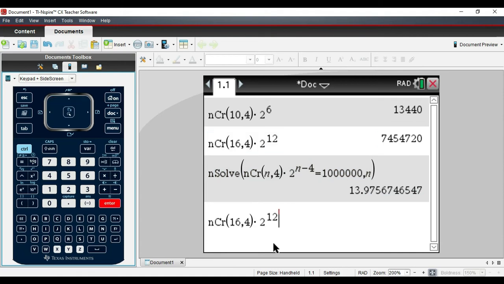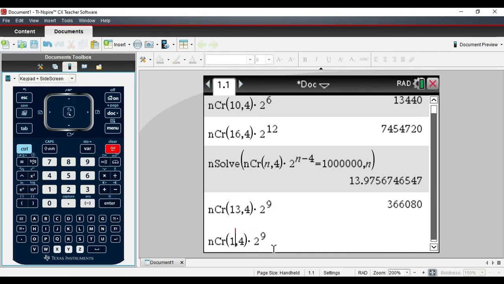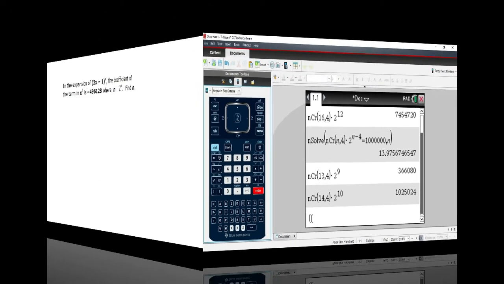So just go back up and grab this one again and say, how about just to show you that if we go 13 as our final answer, it's not going to be over 1,000,000. So 13 choose 4, and our power would be 13 minus 4, which of course is 9, and this should be less than 1,000,000, and it is considerably. But if I bump that up to 14 as my n value, and of course that will be 14 minus 4 on my 2's power, which is 10, and that's the first n value that's going to put this coefficient up over 1,000,000. So the correct answer here is n equals 14.